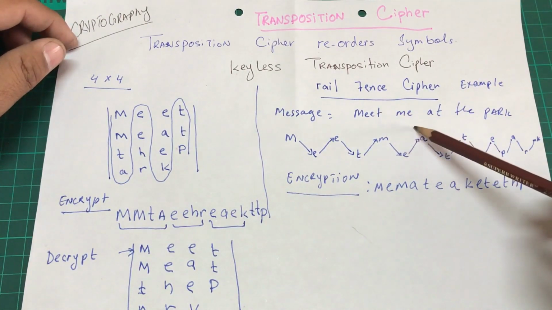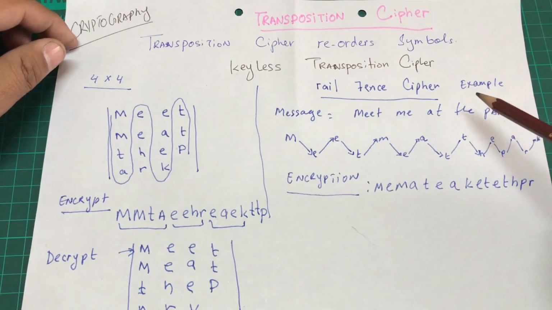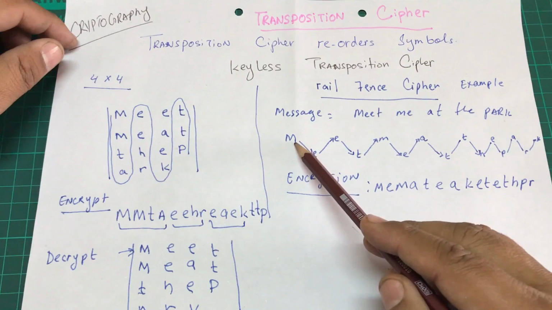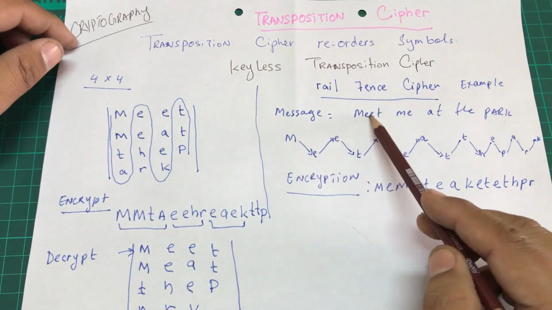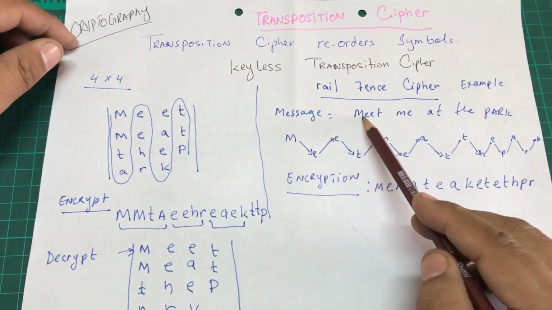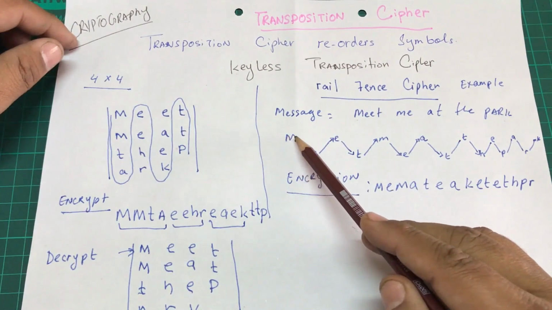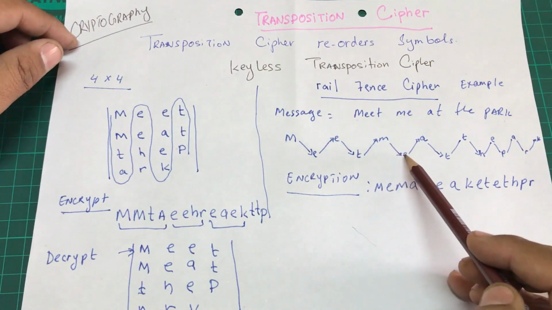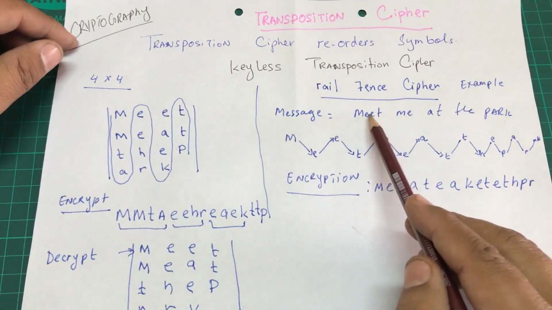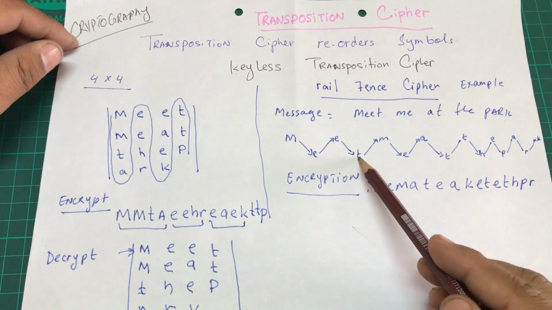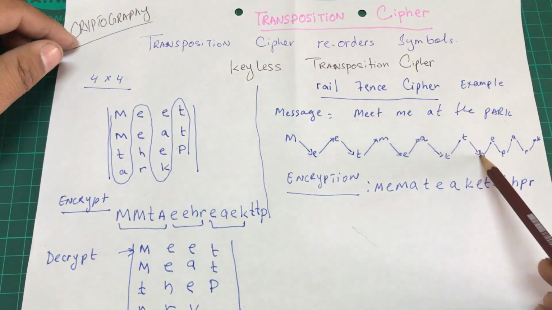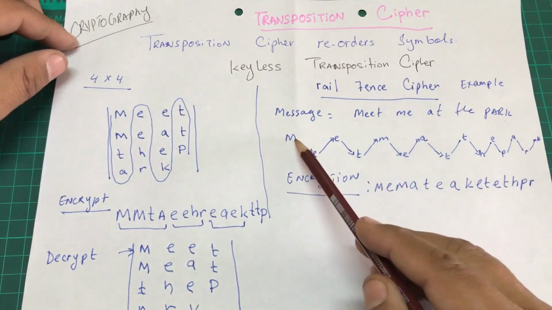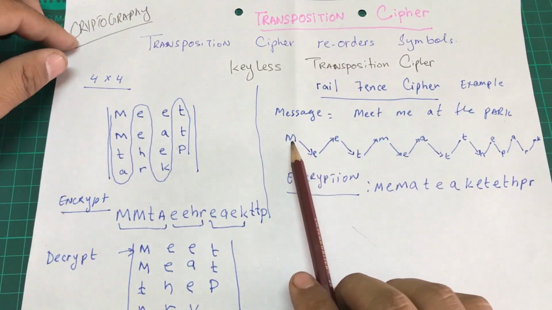Let's say I have a message: meet me at the park. What we're going to do is make a rail. We're going to start out with the first letter of our message, and then we're going to start writing it in a zigzag manner. So for example, our message was meet me at the park. Okay, so we're going to write it in a zigzag manner.